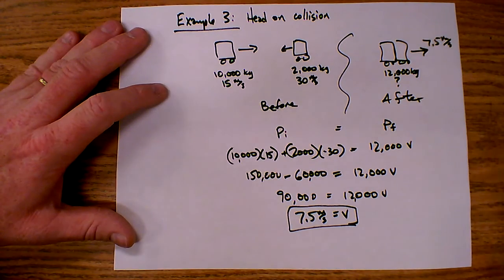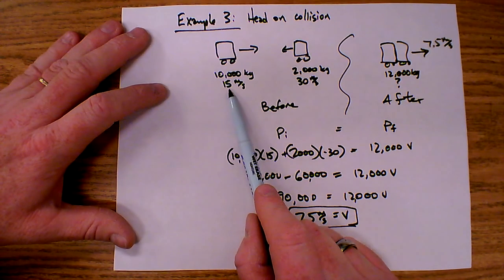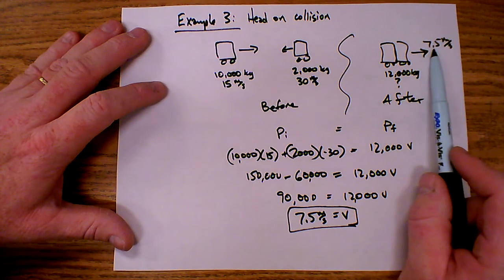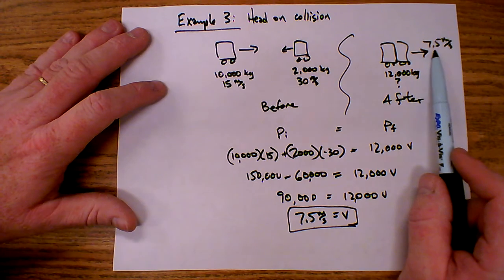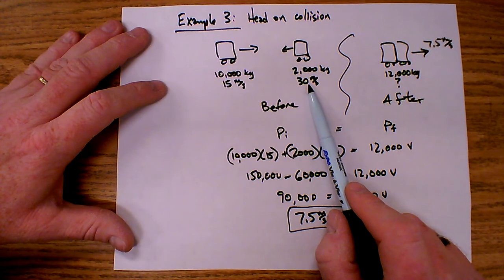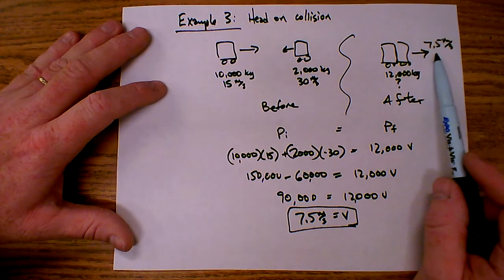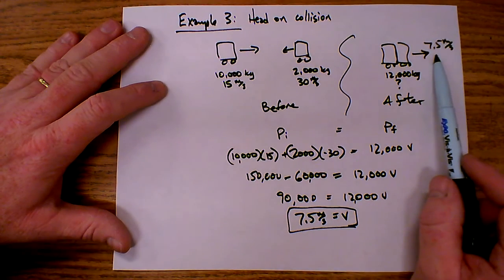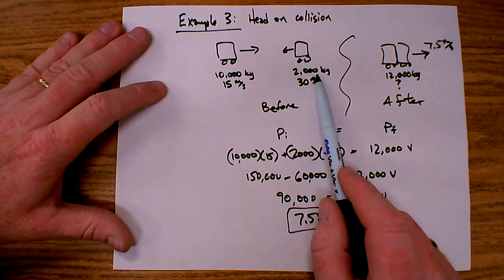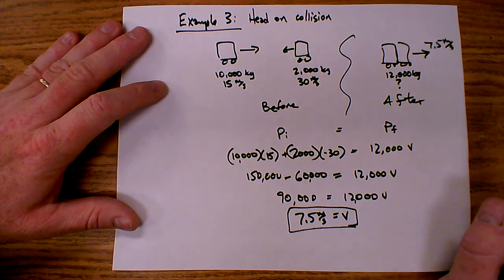Notice what that means in practical terms. If you're in the truck, after this head-on collision, you go from 15 to the right to 7.5 to the right. Okay, so you slow down a little bit. But if you're in the car, the little car that's going 30 meters per second to the left, now you're suddenly going 7.5 meters per second to the right. You've experienced a much larger acceleration as a result of your much smaller mass. So those effects are certainly felt differently.